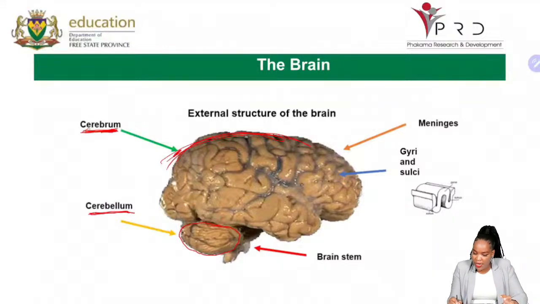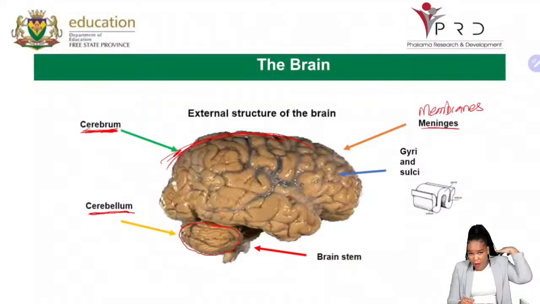Then you have the meninges. Meninges is another word for membranes. The brain is covered by membranes. You cannot see them clearly here, but there are three membranes covering the brain: the arachnoid, the pia mater, and the dura mater. Those are the three membranes covering the brain, but you don't need to know the names. Just know that the brain is protected by the membranes and the cerebrospinal fluid.